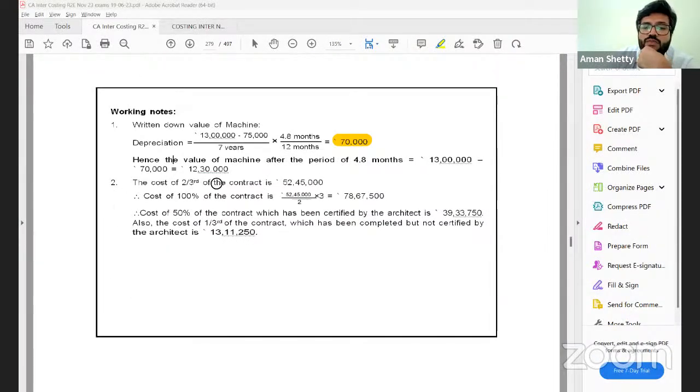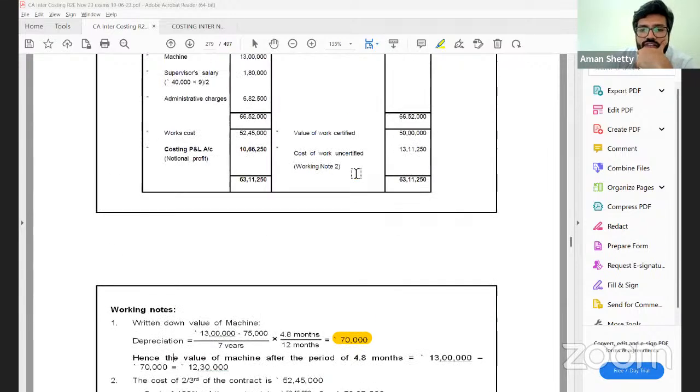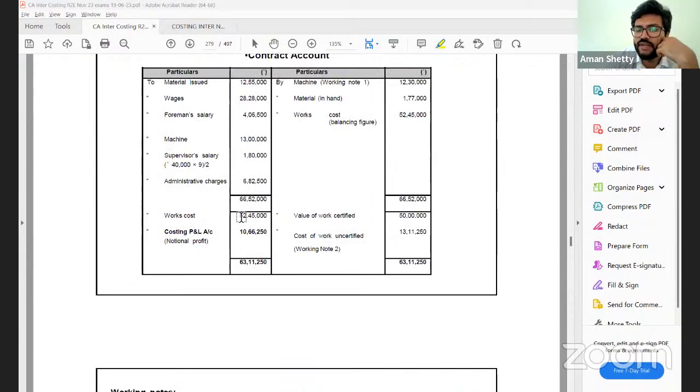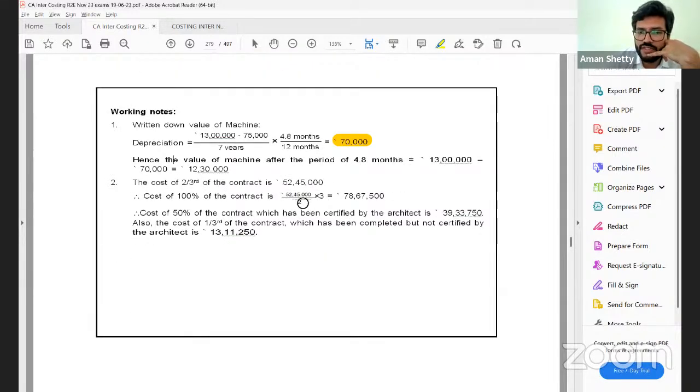The cost of 2/3 of the contract is 52 lakh 45,000. When you complete this part of the question, you get to know what the works cost is. So that is 52 lakh 50,000, divided by 3, and the total is 72 lakh 67,500 for 100% of the contract. 50% of the contract has been certified by the architect. So 50% of this is 39 lakh 33,750. Correct?